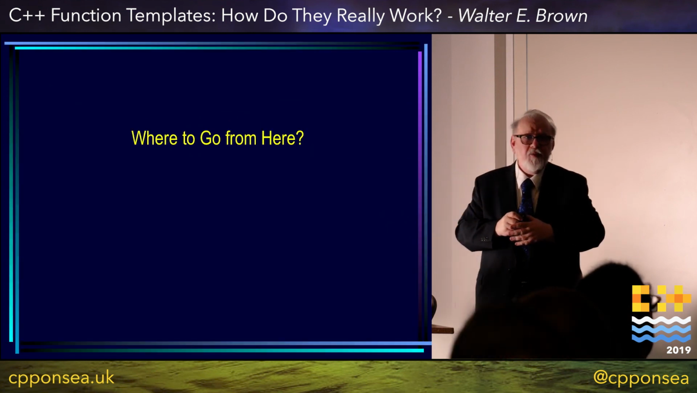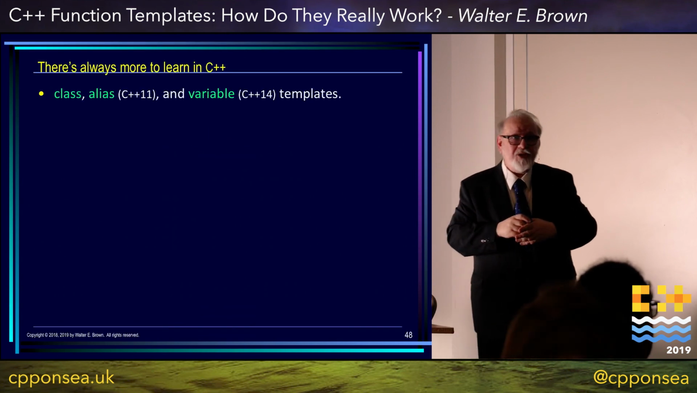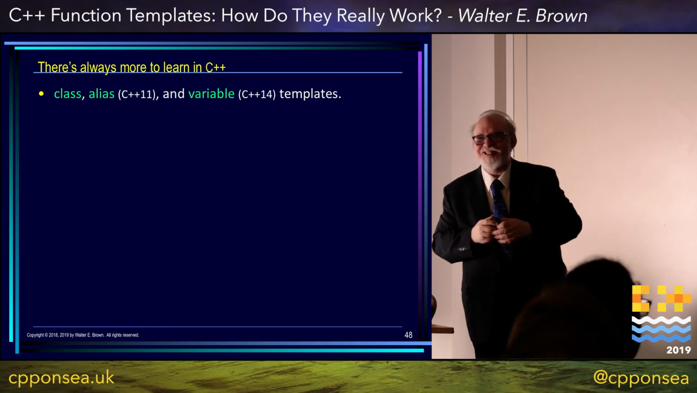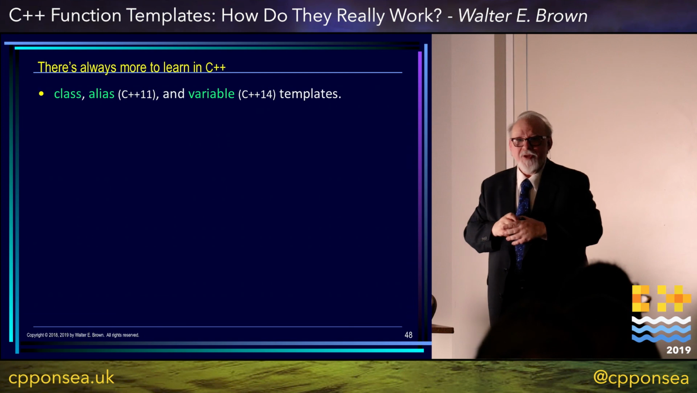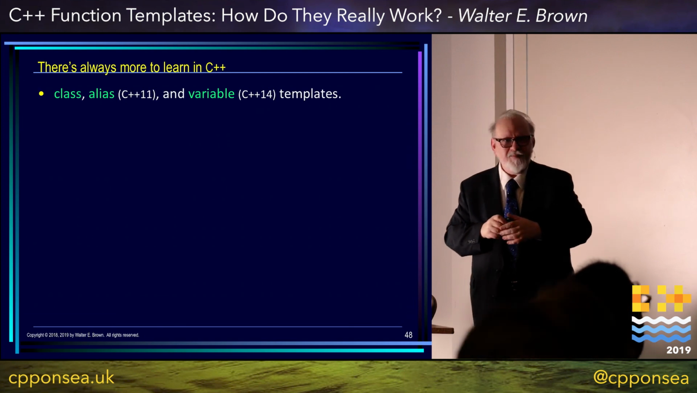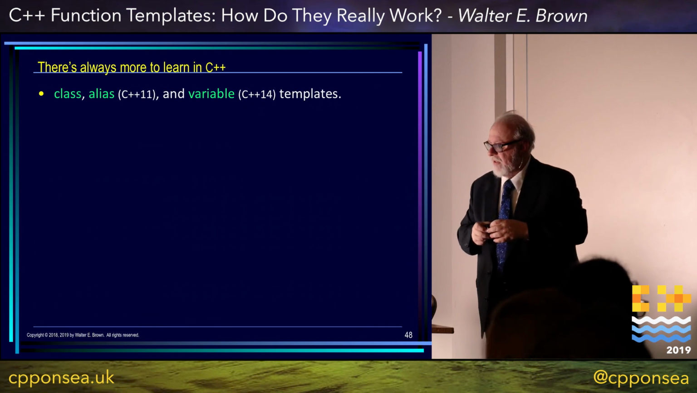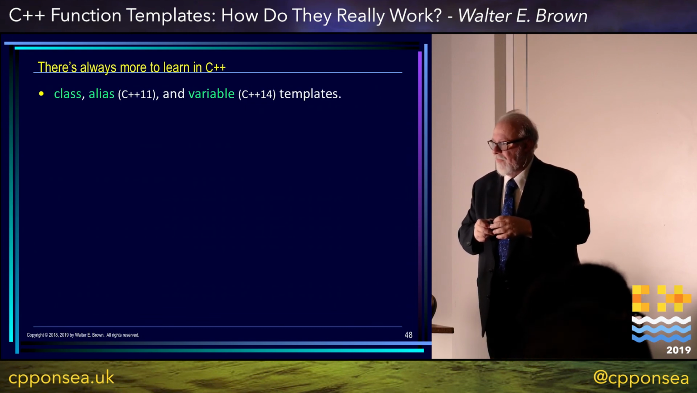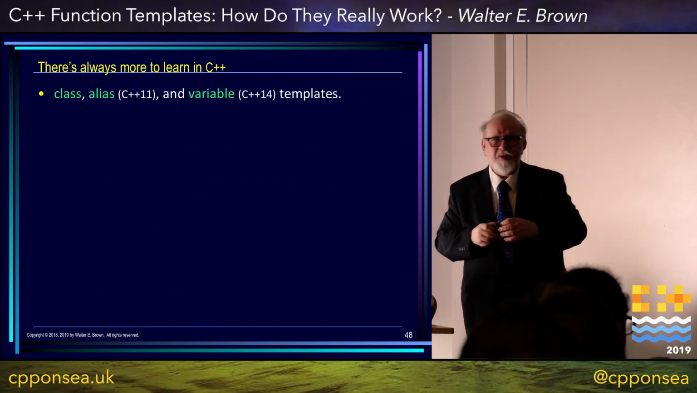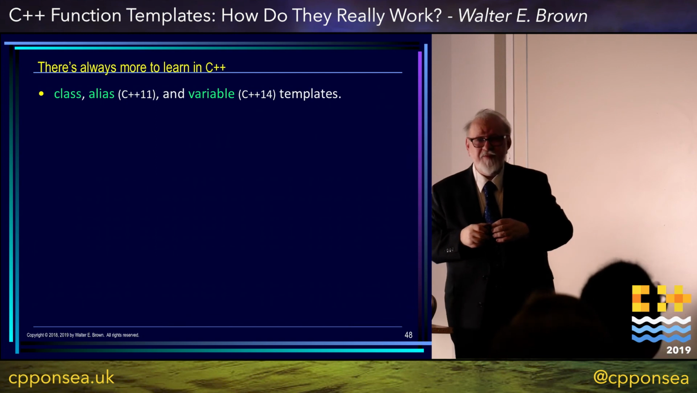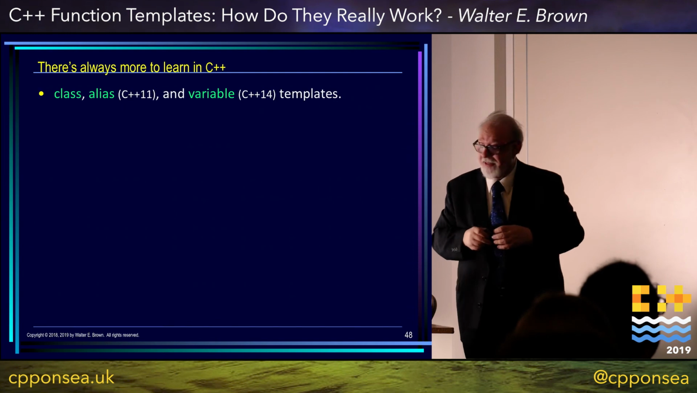All right, so what haven't we talked about? As we all know, there's always more to learn about C++, one of the things that attracts a lot of us. Well, of course, we have other kinds of templates. We've had class templates for a long time. We got alias templates in C++11. We got variable templates in C++14. I apologize for making you wait that long. I proposed them in 2004, but didn't push them hard enough at the time, so it took a decade. I'm sorry about that.